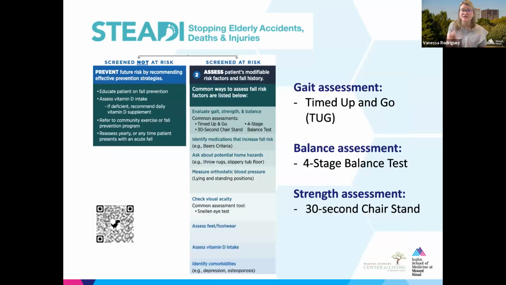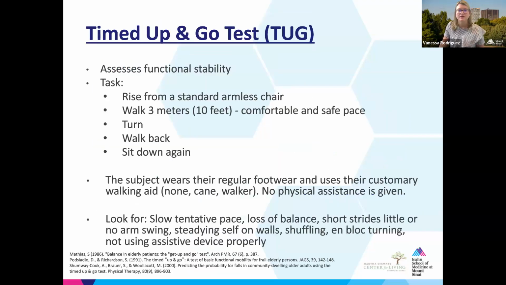And within this assessment, they recommend tools that are very commonly known in geriatrics, one of them being the timed up and go, the 4-stage balance test, and the 30-second chair stand. We're going to cover them individually. They're evidence-based and they're very quick, easy to do on a visit. They're not necessarily very time-consuming. You can pick one of them. All three can assess for risk of fall, so it's really helpful to take a little bit of time for those patients that need it.